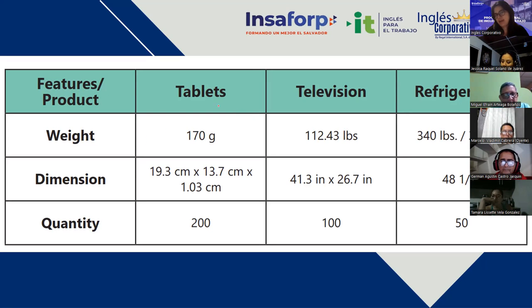Okay. Now check. When we talk about things like tablets, televisions, refrigerators, we have some features to follow. These features will be the weight, the dimension, and the quantity, right? The weight of a tablet, 170 grams. The television, 112.43 pounds. Fíjense que la abreviación siempre va a ser como que fuéramos a decir libras, pero en inglés usted dice pounds. These are pounds. These are grams.